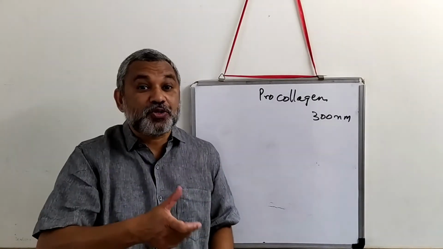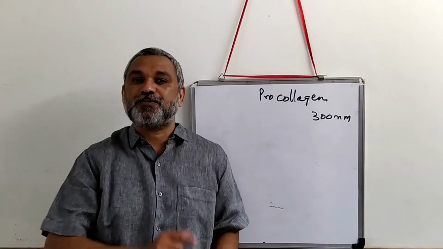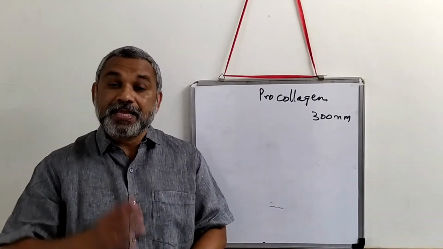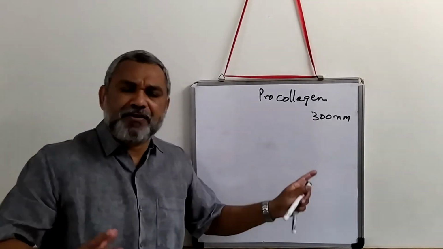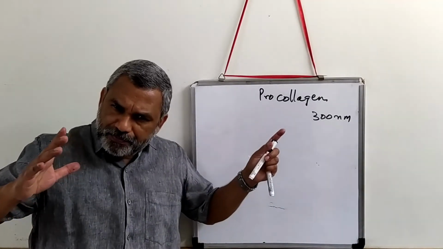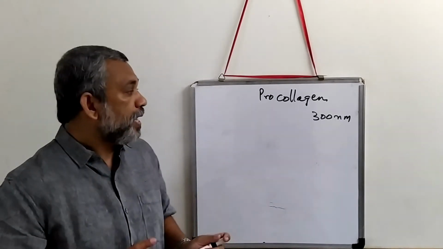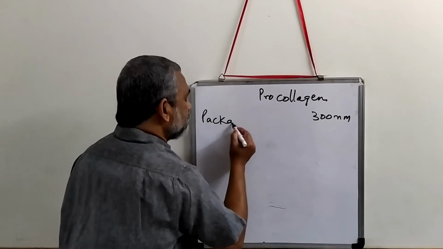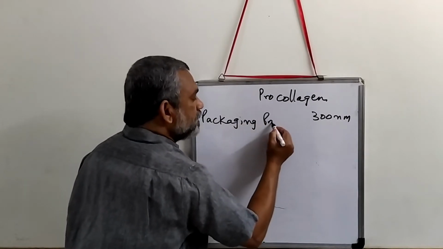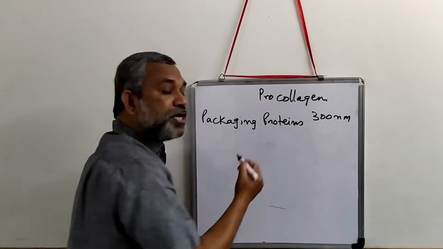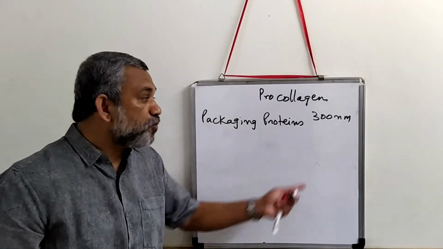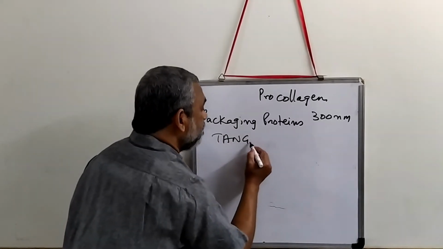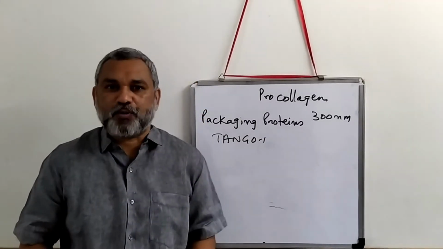So here we are going to talk about a third kind of transport, a third kind of vesicle formation, a third kind of packaging. In the third kind of packaging, especially for these kinds of protein molecules, there are proteins called packaging proteins. One example of a packaging protein associated with collagen is called Tango 1. This is a packaging protein.